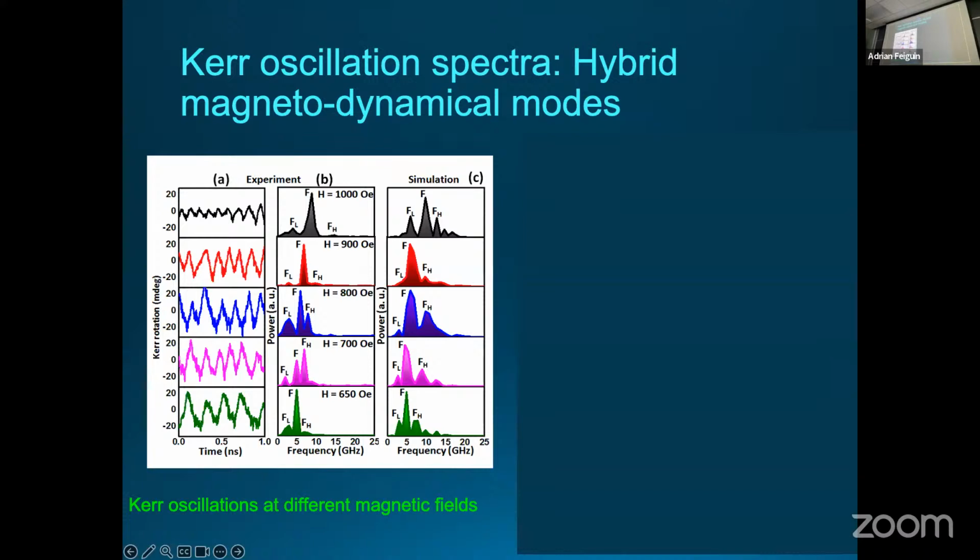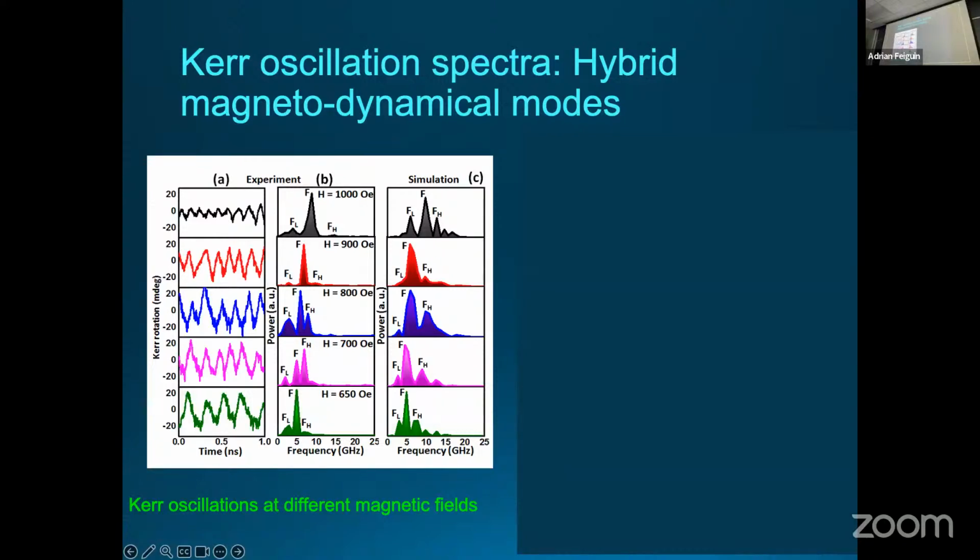So then the next thing we do is look at the Kerr oscillations. Kerr oscillations are different from reflective. Kerr oscillations are looking at the polarization of the reflected light. So this is the experiment. This is the Kerr oscillation as a function of the delay between pump and probe.